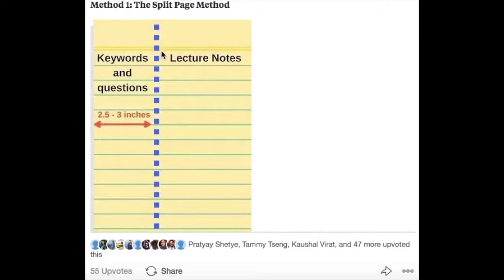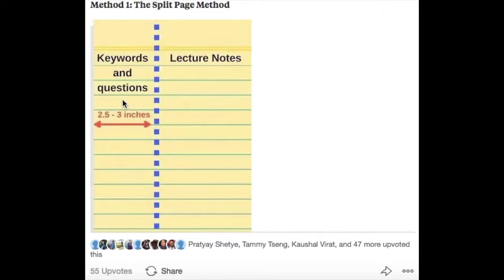All you're going to do is divide your paper so that there's about a 2.5 to 3 inch margin on the left hand side of the paper. You can either just visualize a line there, or take a pen or pencil and actually draw a line in. You're going to use that side of the page to write down keywords and questions, and you're going to pair those with your lecture notes.